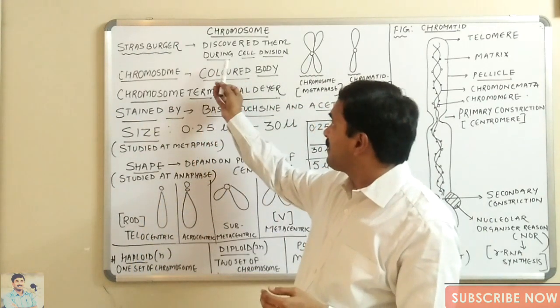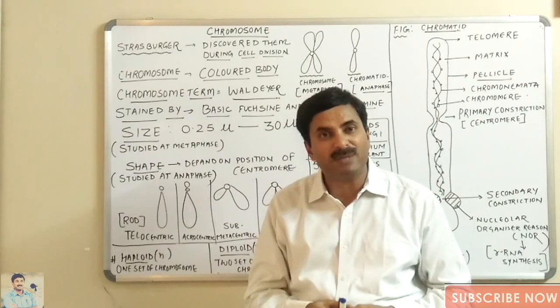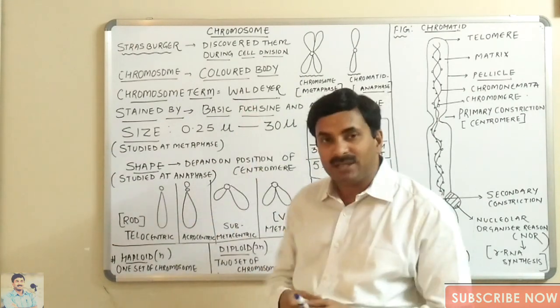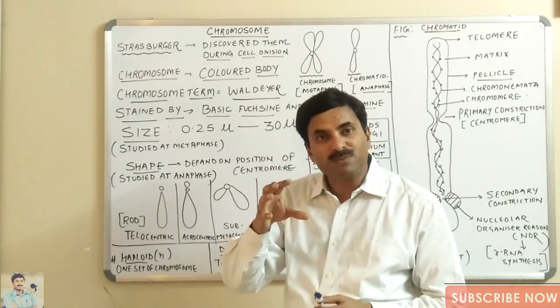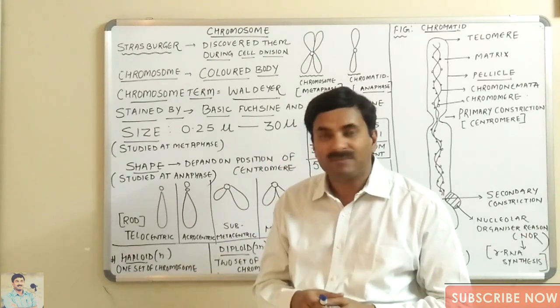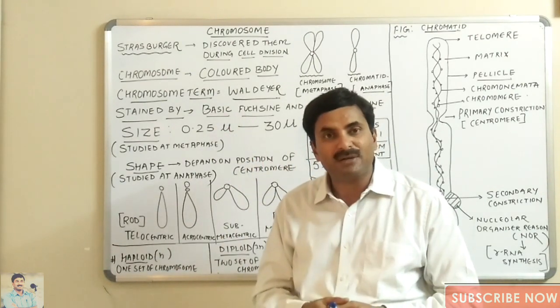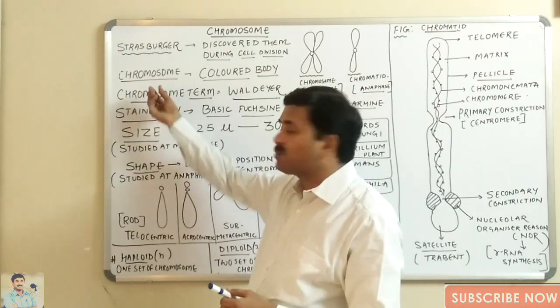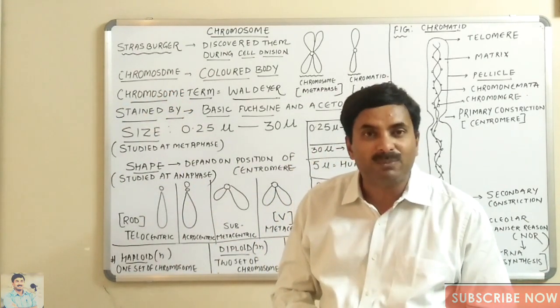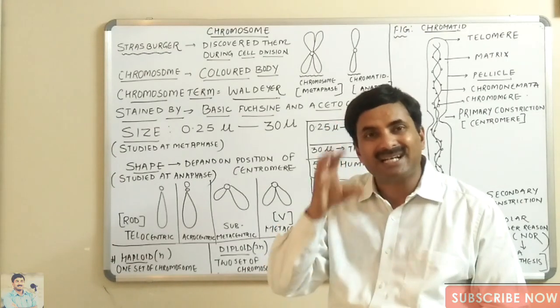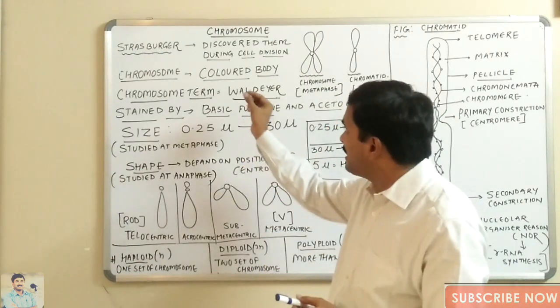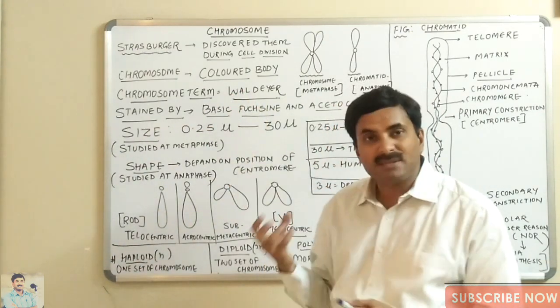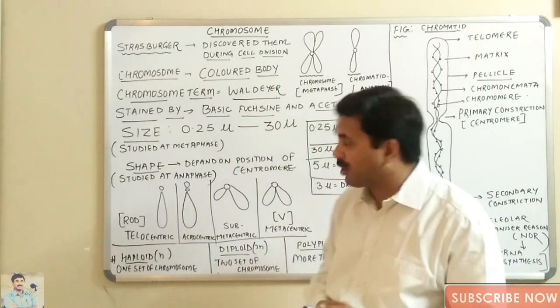Very first, there was a scientist whose name was Strasburger, who discovered the chromosomes during cell division. So the credit for the discovery of the chromosome goes to Strasburger. And you must know the meaning of the word chromosome. Chromosome is basically a colored body. Chromo means colored, soma means body. It is called the colored body.